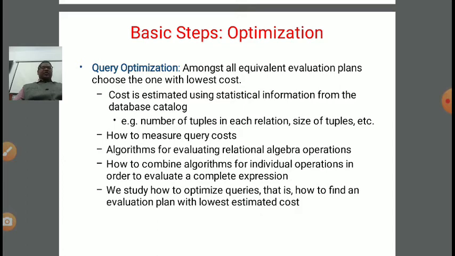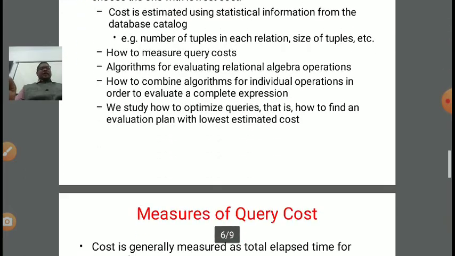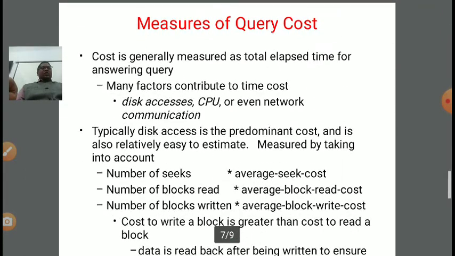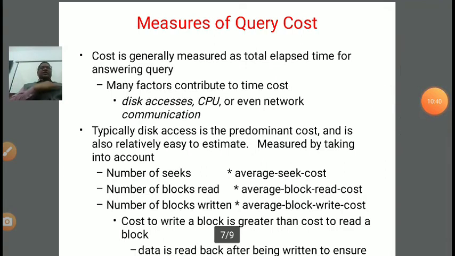So we will study some optimized queries, that is, how to find an evaluation plan with the lowest estimated cost, in the upcoming slides. Now, in order to measure a query cost, what are the various parameters we need to consider? Cost is generally measured as total elapsed time for answering a query. If anyone asks you what the cost for a particular query is, then you need to say that cost is generally measured as total elapsed time for answering the query.